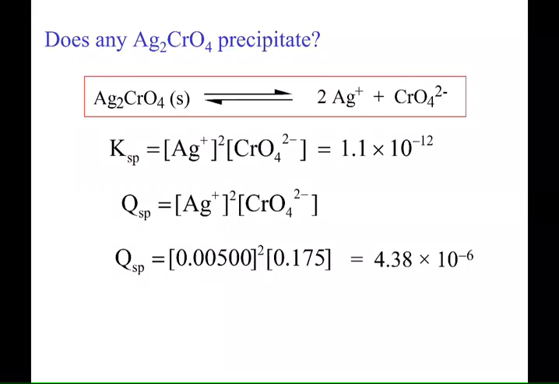And then we're ready to just compare our Q to our K. So how many people think a precipitate will form? He's double checking. You don't think it will? How many people? Be confident.